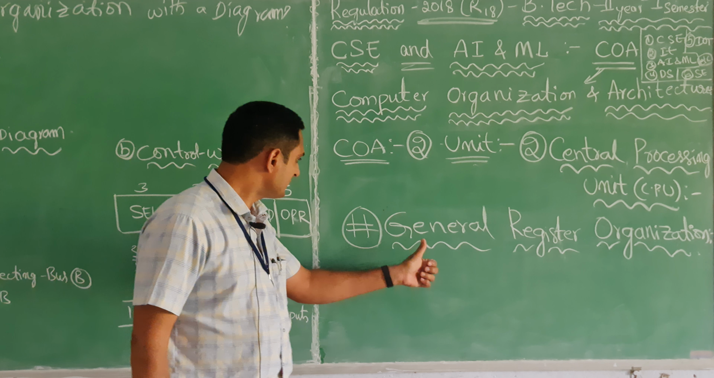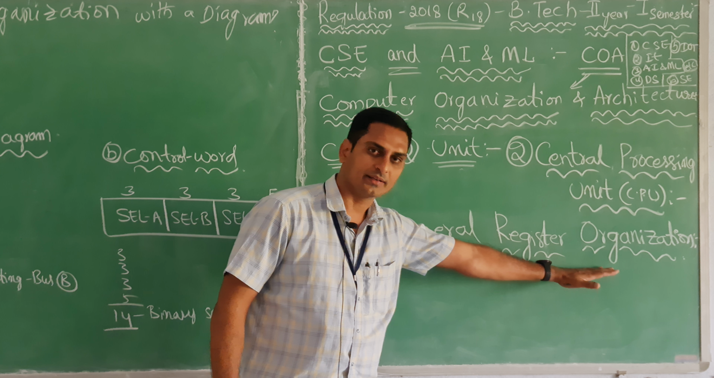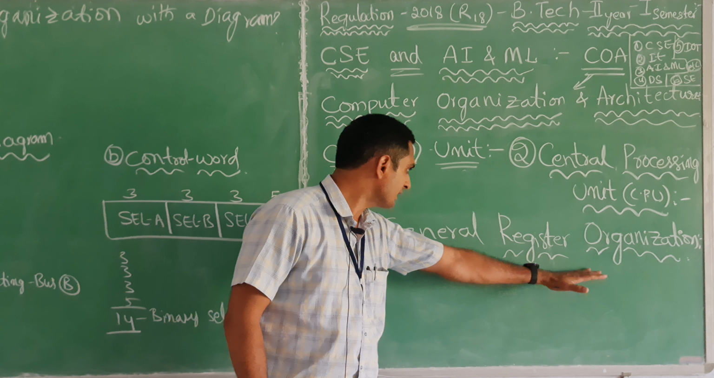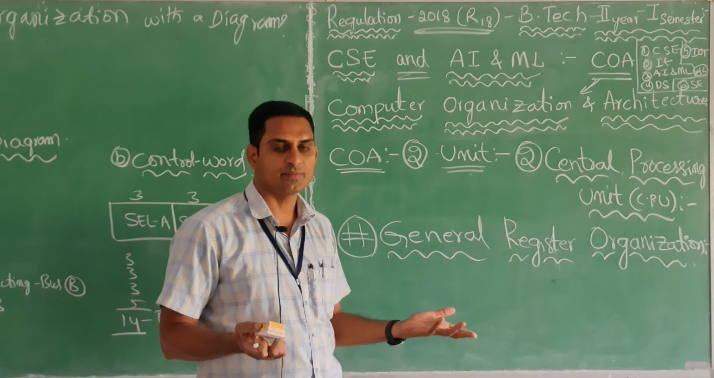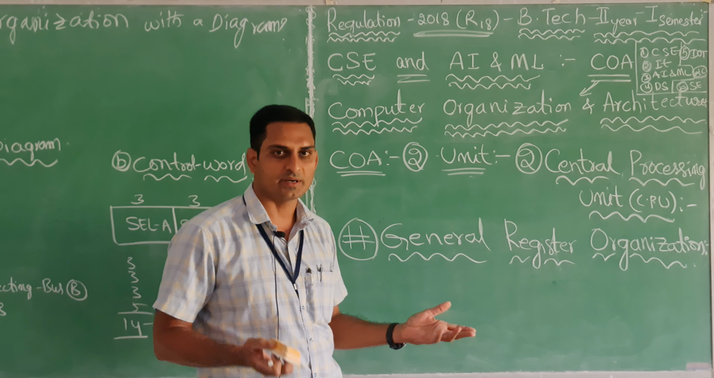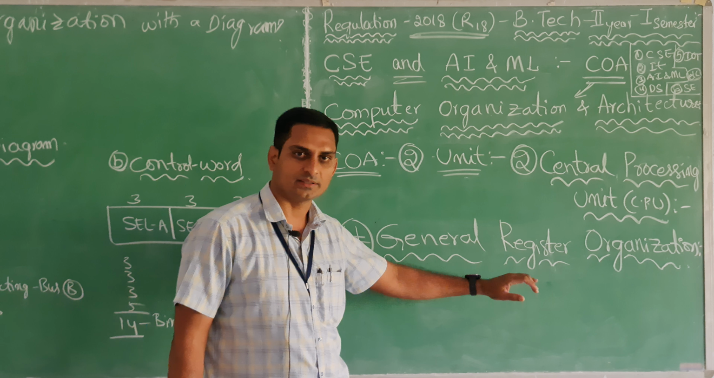Now our topic is General Register Organization. This is the topic from second unit, second chapter. We don't know which question is important. Most students are asking which question is important. This question also sometimes asked, right?